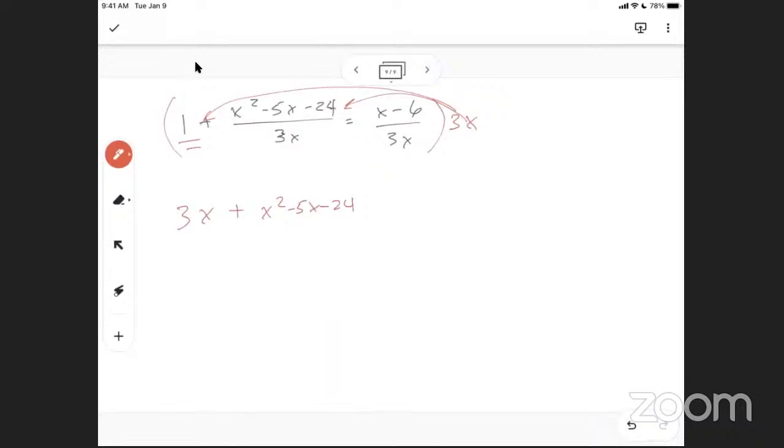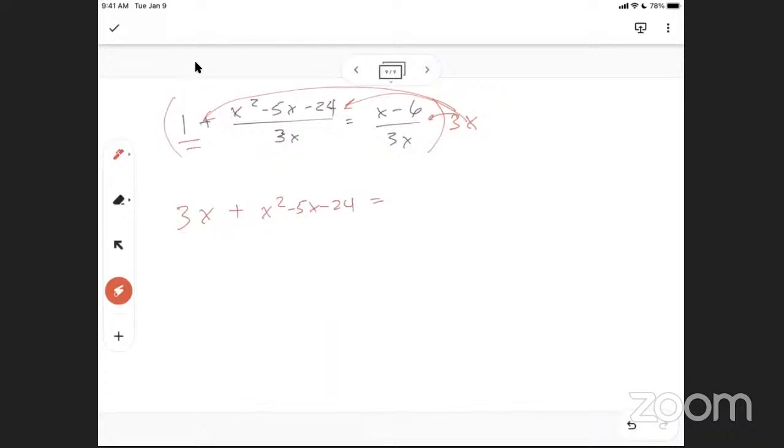That make sense? Why don't you multiply the top by 3x? It's just the denominators. I am multiplying it on the top, but they're canceling out. This 3x is canceling with this 3x, and this 3x is canceling when I multiply it into here. So it'll just be the numerators. You have to multiply the numerator.